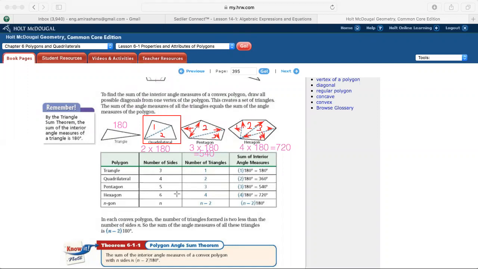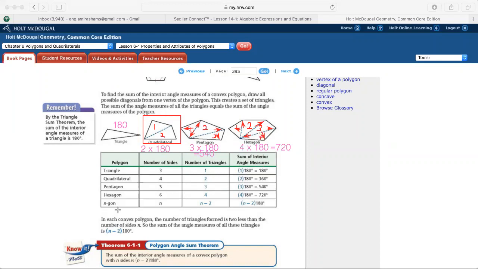Pentagon. I have 5 sides in the pentagon, and I formed 3 triangles. 3 multiplied by 180 is 540. In the hexagon, I formed inside it 4 triangles. So 4 multiplied by 180 is 720. So the sum of interior angle measures is 720.